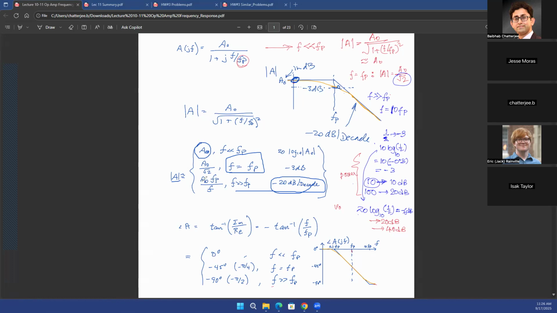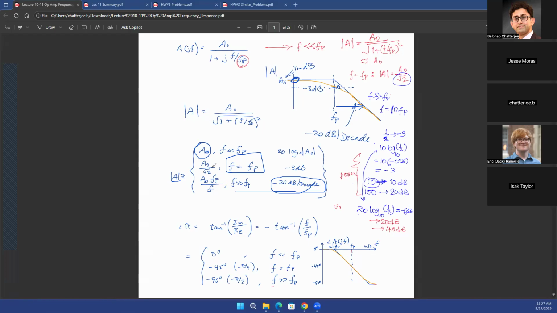Because A0 times Fp, that's basically your gain bandwidth product. And that divided by F is basically how much away you are in terms of frequency from your bandwidth. So that would be the value of your gain. And as your frequency increases, the value of your gain will reduce.